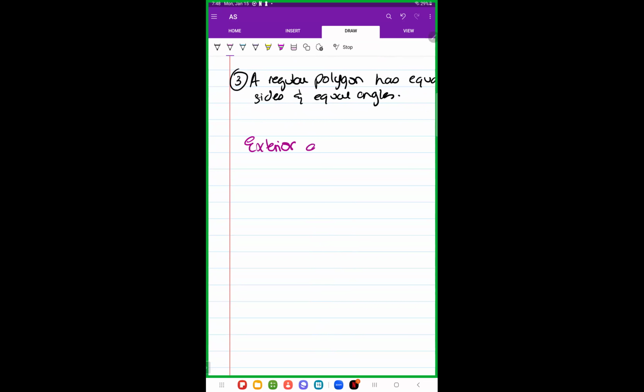First, let's work out the exterior angles. The exterior angles should add up to 360. So A plus A plus A plus A plus A should be equal to 360. So 5A is equal to 360, and A should be 360 divided by 5, which is 72.